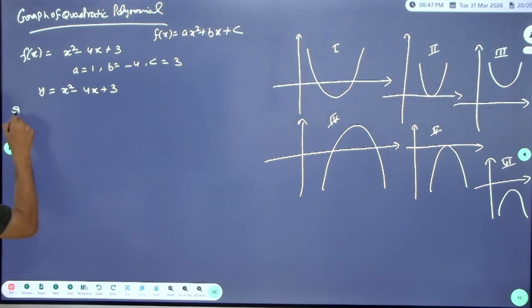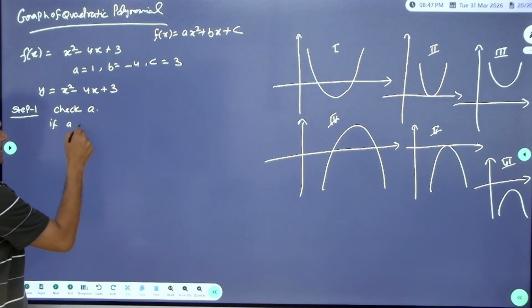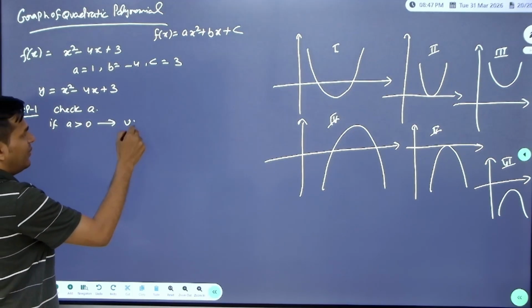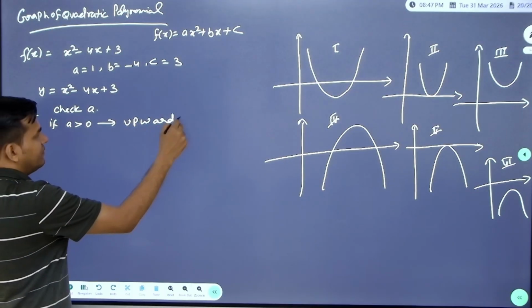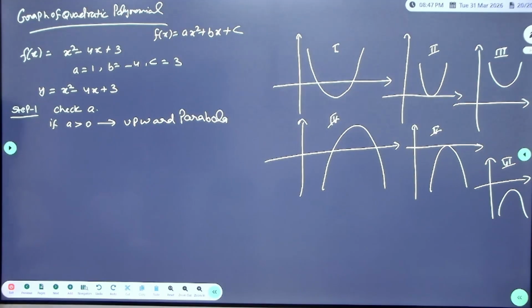Step 1. Check A. If A is greater than 0, then it will be upward parabola. Upward means first 3 cases. A is greater than 0, then the remaining 3 cases will be eliminated. Only the first 3 possibilities. It will be always upward if A is greater than 0.